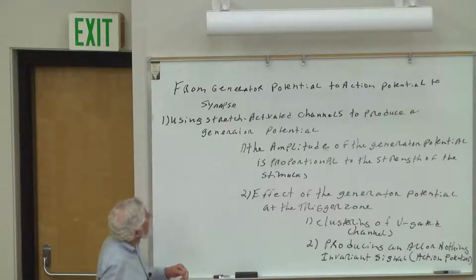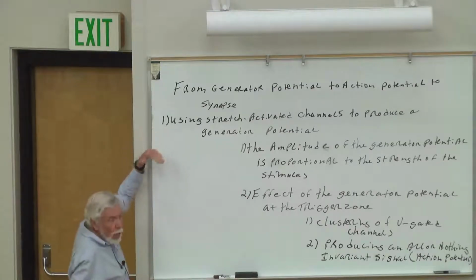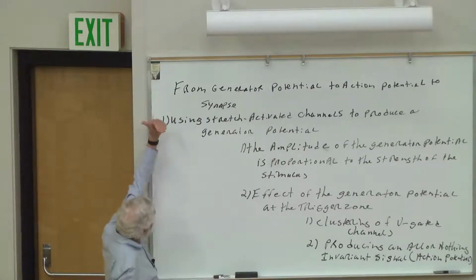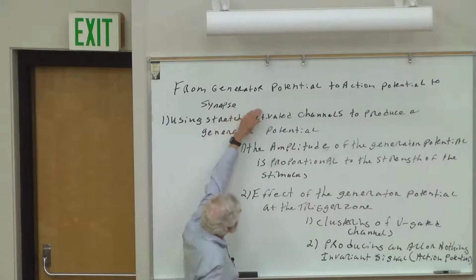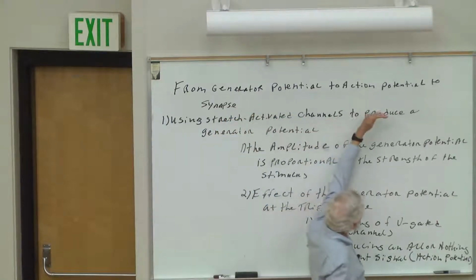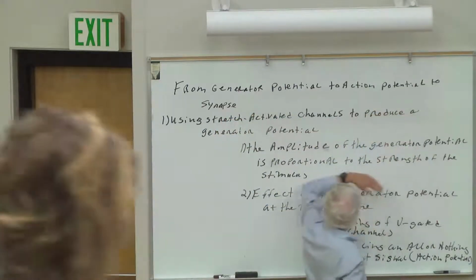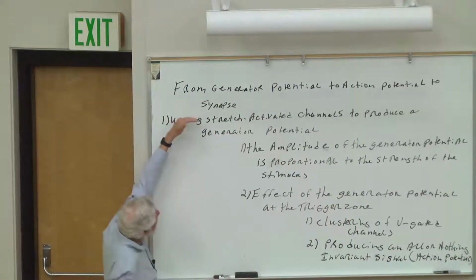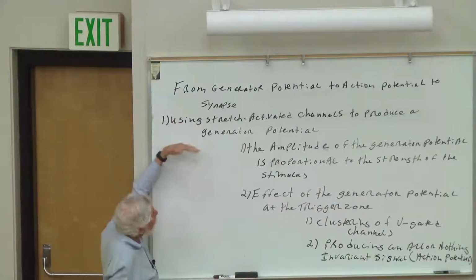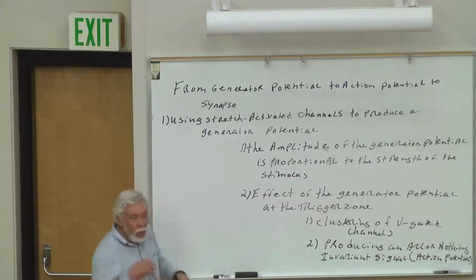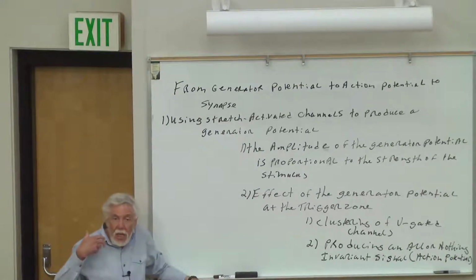And then we're going to begin setting up a new idea. We're going to talk about generating a generator potential and then producing an action potential from that generator potential and then carrying that information to a synapse. We're going to initiate this idea by using the input region.